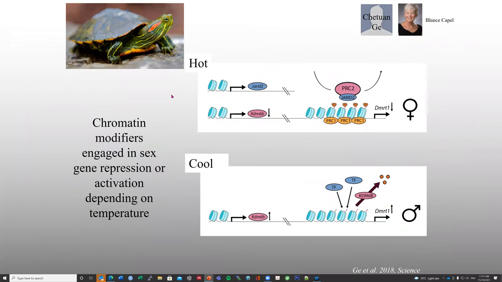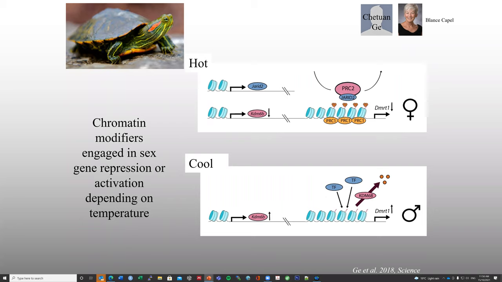Now, the next area of interest derives from some work that was done by Blanche Capel and her team and a group of people in China, where they found that basically the chromatin modifying genes, the genes that open up the chromatin of your chromosomes to release genes for expression or close it down, these chromatin modifying genes, JARID2 and KDM6B, are really important in sex determination. So basically, at high temperatures, you get JARID2 expressed, and it forms a complex with this called a PRC2 complex, which methylates the promoters of our particular genes. And in this case, it's DMRT1. So they methylate the promoter and switch the gene off. And DMRT1 is the male determining gene in the turtle.